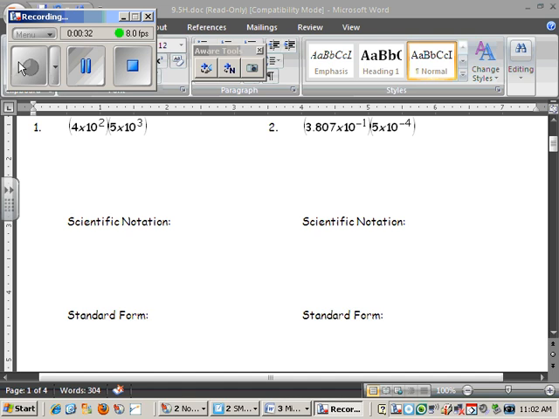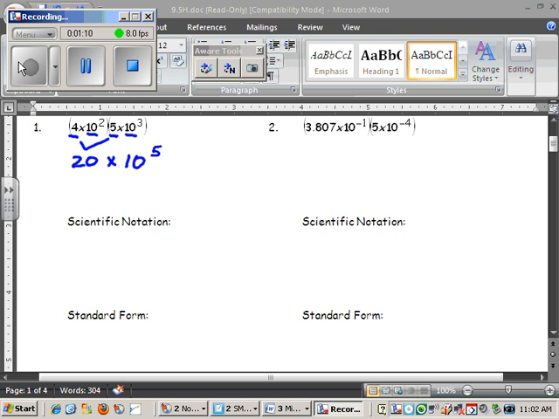To simplify number 1, or multiply these two numbers, because they're not written as actual numbers in standard form, they're written in scientific notation, what we want to do is take the 4 and the 5 and multiply those numbers together. That would give us 20. Then to combine the tens together, just like we've learned in previous lessons, because these bases are the same, we can add the exponents together. So we will add the 2 and the 3, giving us 5. So right now we have 20 times 10 to the 5th power.